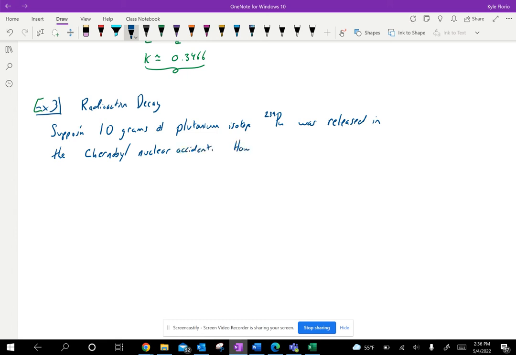Now the question is, how long will it take for 10 grams to decay to 1 gram? So 10 grams are released, and over time it'll decay. How many years is it going to take for 10 grams to go into 1 gram? And there's some extra information we need here.